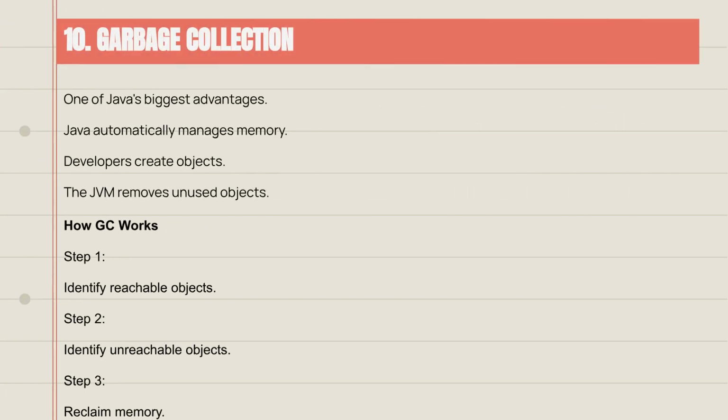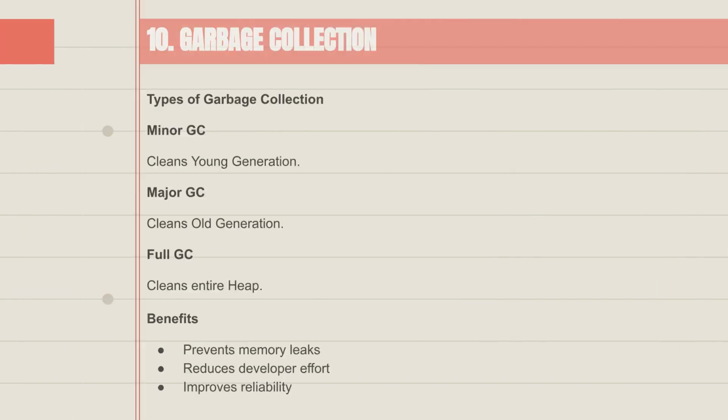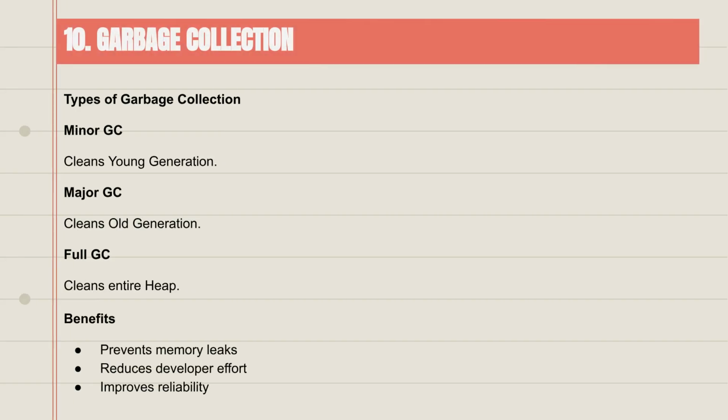Garbage collection is a major Java advantage, as it automatically manages memory by removing unused objects. It works by identifying reachable objects, locating unreachable ones, and then reclaiming the memory they occupied. Garbage collection types include minor GC for the young generation, major GC for the old generation, and full GC, which cleans the entire heap. These processes prevent memory leaks and improve overall system reliability.